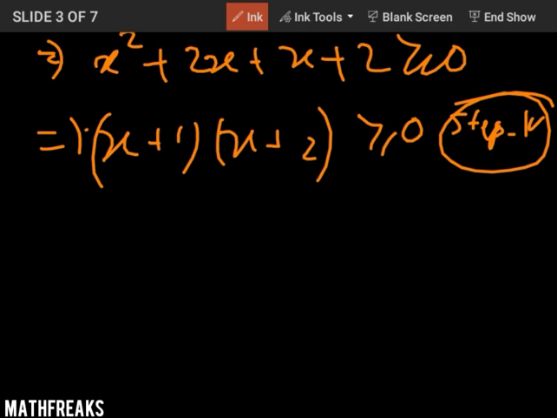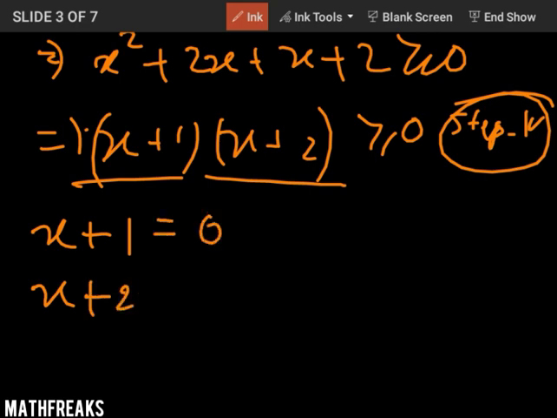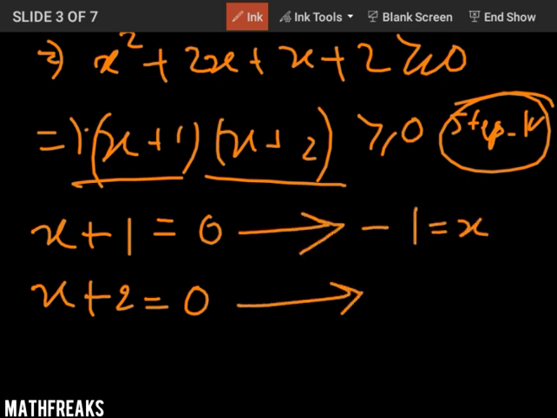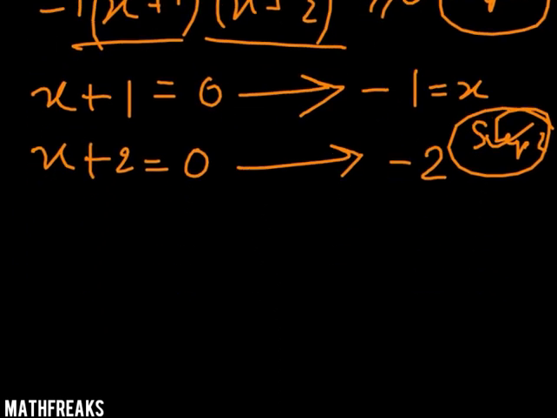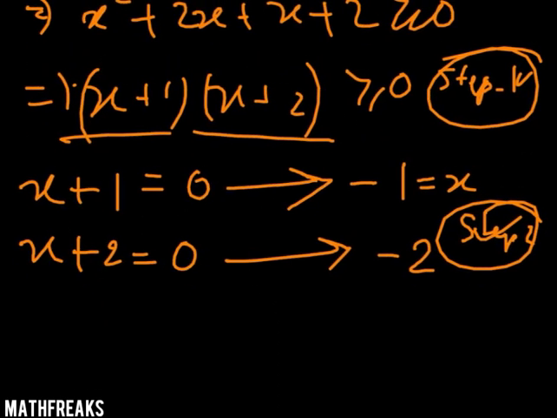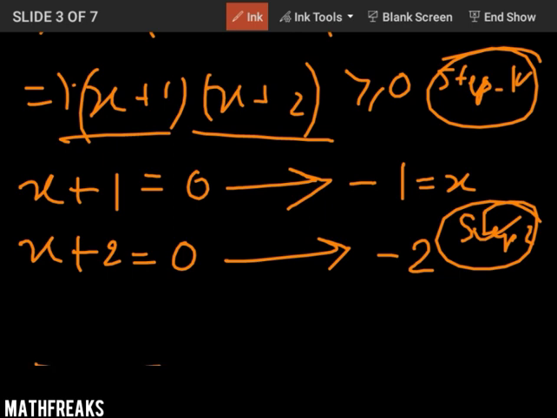We have to equate the factors to 0. So x plus 1 and x plus 2, equate them to 0. Then what will we get from this? From step 2 we will get the critical points. So the first critical point is -1 and the second critical point is -2. So step 2 also checked. Now let's move on to the third and final step, from which we will get our solution. Draw the number line.